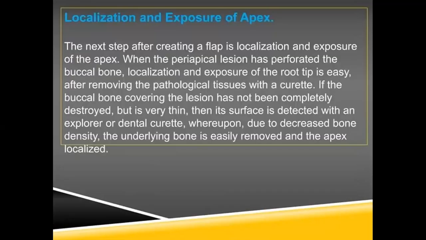The next step after the flap is localization and exposure of the apex. When the periapical lesion has perforated the buccal bone, localization and exposure of the root end is necessary. After removing the pathological tissues with the curettage, if the buccal bone covering the lesion has not been completely destroyed but it is thin, then the surface is detected with an explorer or dental curette. When due to the decreased bone density the underlying bone is easily removed, the apex is localized.